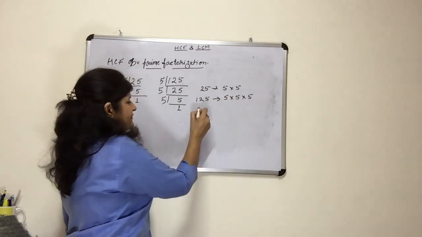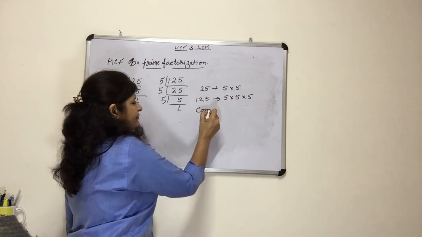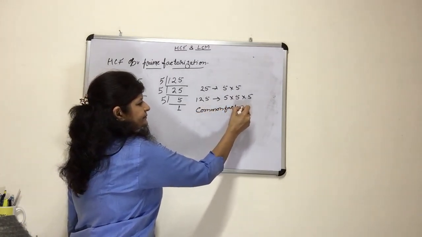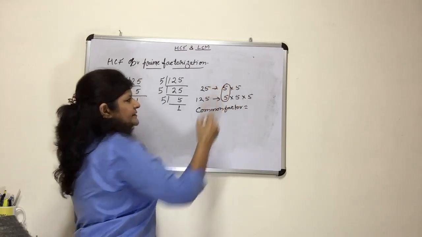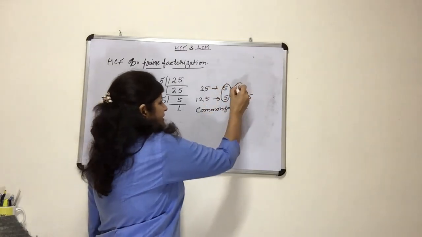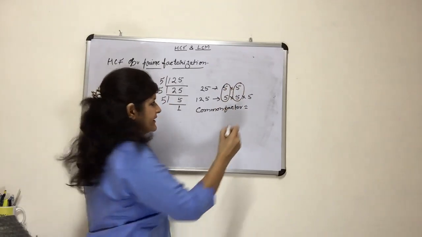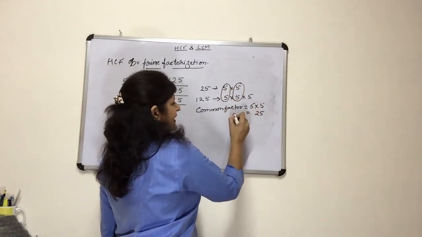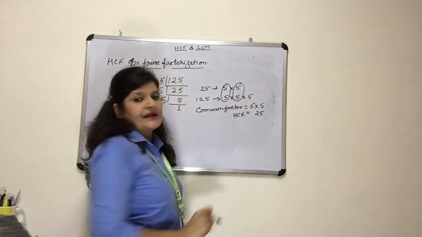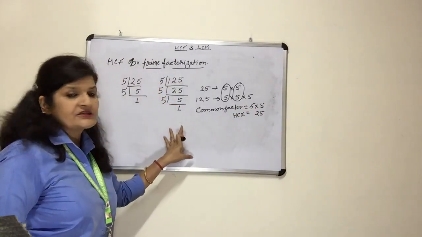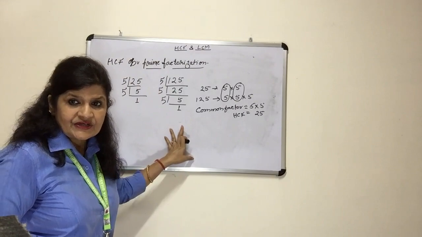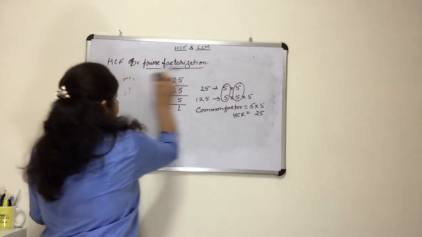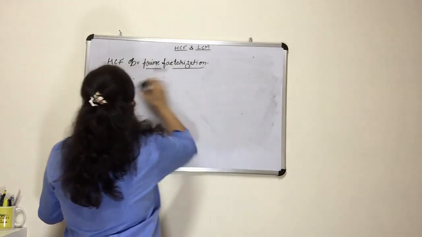Now we will find the common factor. Now this 5, both the numbers are having. This 5, both the numbers are having. So we will write 5 into 5, that is 25. So HCF is 25 and this method is called prime factorization method. Right?